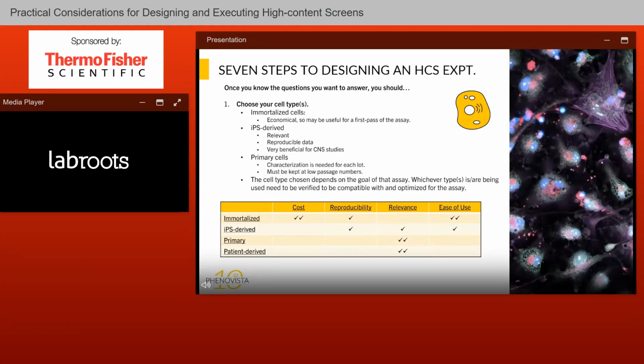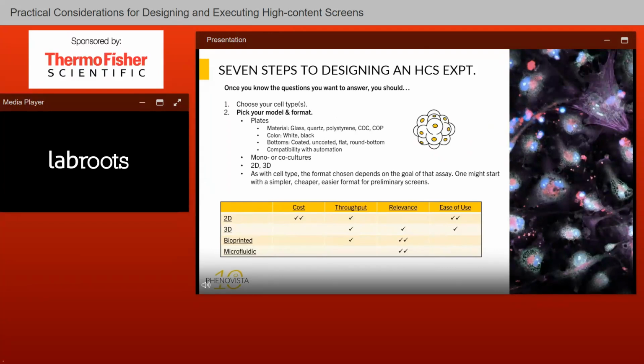Typically, when high content was first developed, 25 years ago, there were a lot of cell lines. Since then, immortalized cells have really been used less and less as the least physiologically relevant, I guess. And then, of course, you can use patient-derived samples too, so you have access to those.